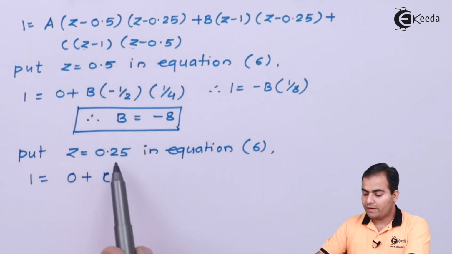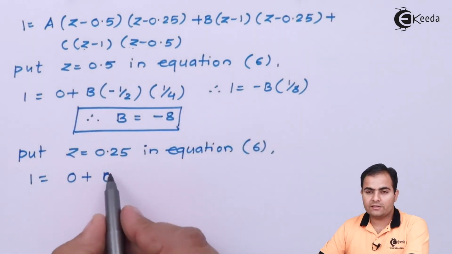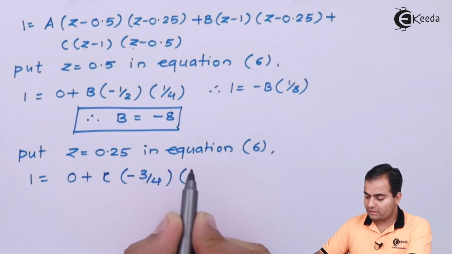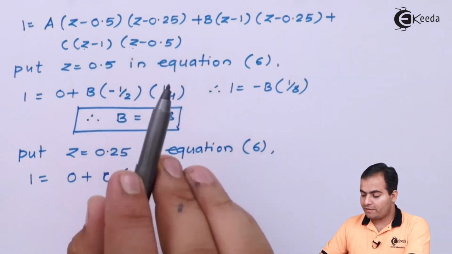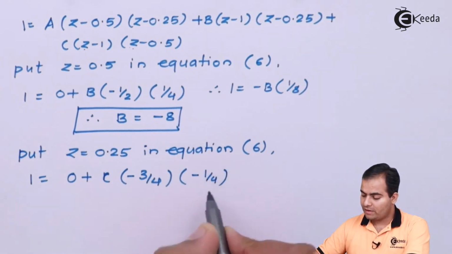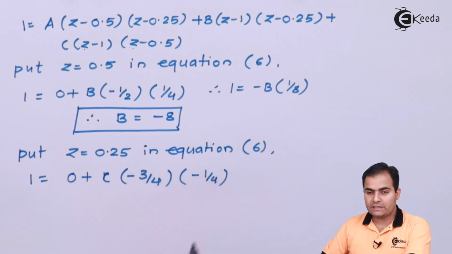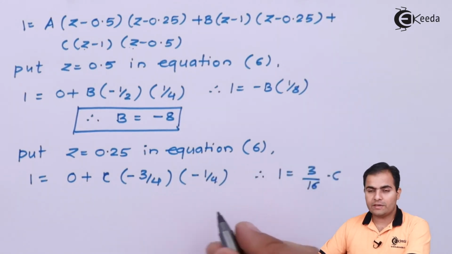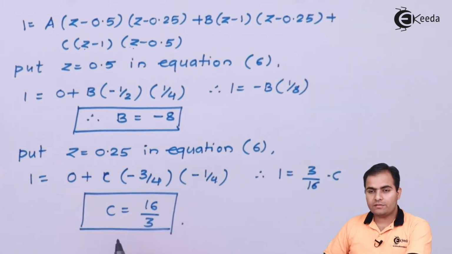Now look at here, these two z replaced by 0.25. So 0.25 minus 1, answer is minus 0.75, and we can write this number as minus 3 by 4. Similarly, if this z is replaced by 0.25, then 0.25 minus 0.5, answer is minus 0.25, and we can write this one as minus 1 by 4 also. Now just do the multiplication. 4 4s are 16, and minus 3 into minus 1 is plus 3. So shift this 3 by 16 to the left hand side, what we will get? And this is nothing but the result of c.